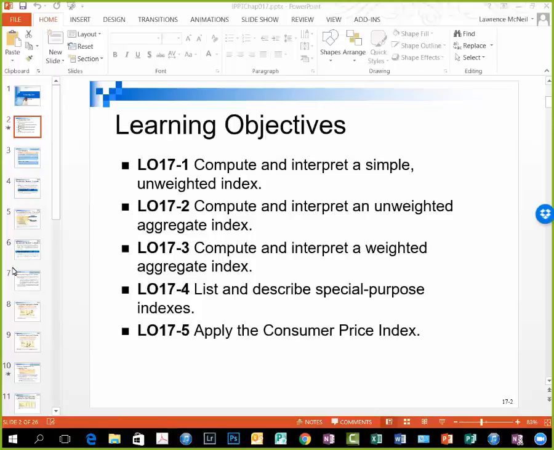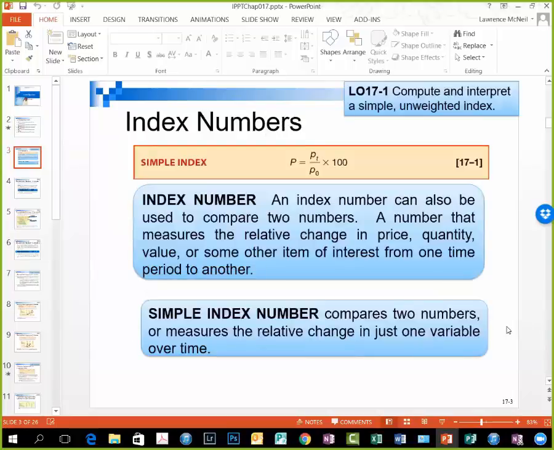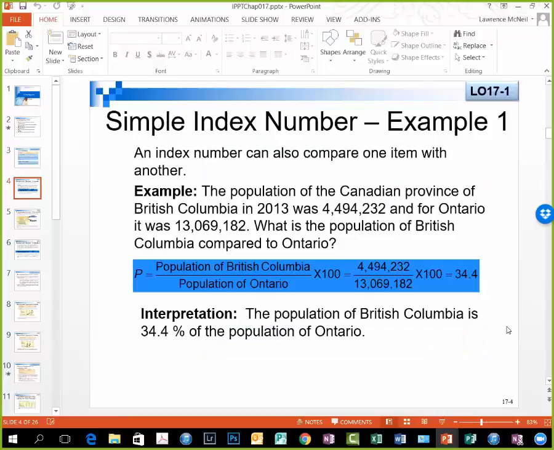Okay, so Chapter 17, we are talking about index numbers, and the general idea is that you want to be able to compare two numbers in terms of a relative change, whatever that change may be, and it could be price, quantity, or value. And then we also want to look at how that is used to interpret data, whether that data has to do with price, quantity, value, or some other items. We will look at some examples.